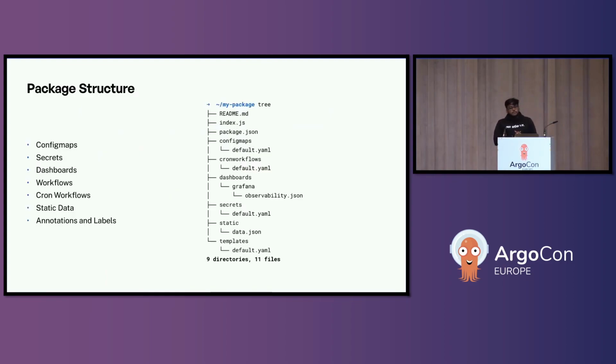So when you run Argo-pm init, just like you do npm init or yarn init, it scaffolds a package for you. So we do a similar thing with Argo-pm. When you run init, it will generate things. So you can see config maps, as I said, standard Kubernetes resources, cron workflows, secrets, static data. We're also adding support for pipelines as well. And we also have support for annotations and labels in the package.json itself. So in the package.json file, you could define your annotations and labels, and those will be attached to your workflow template as well. So this becomes very easy when you're trying to do a mono repo setup and you want some annotations and labels to be there on the cluster, right?